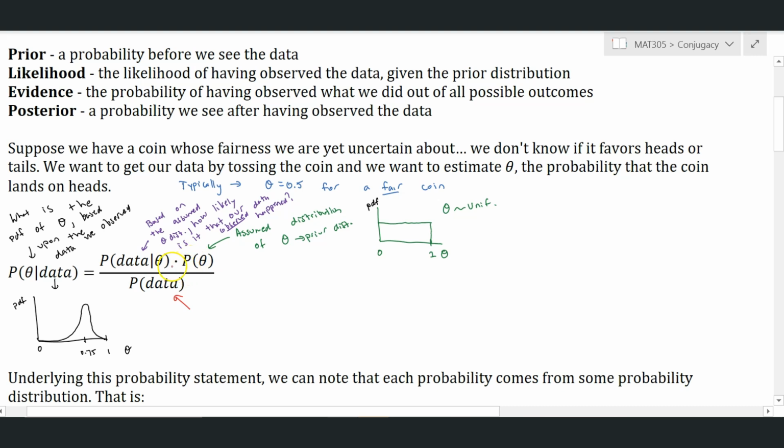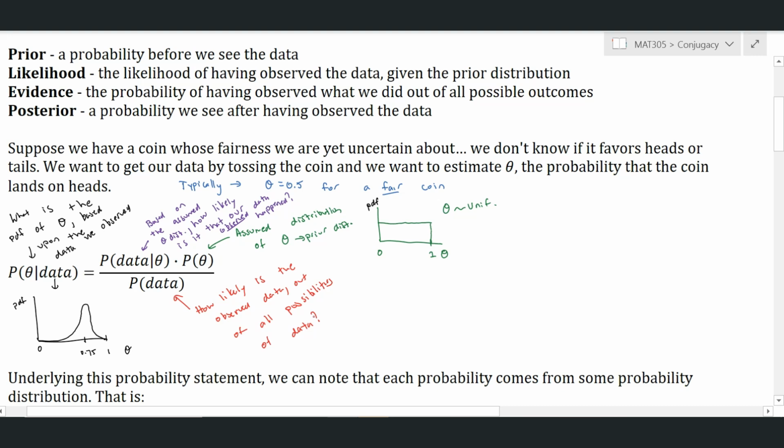This, of course, is the evidence. And what this is asking is, notice that this has no conditions. This is just saying, what's the likelihood that we observed the data that we did out of all the data possible? How likely is the observed data out of all possibilities of data?